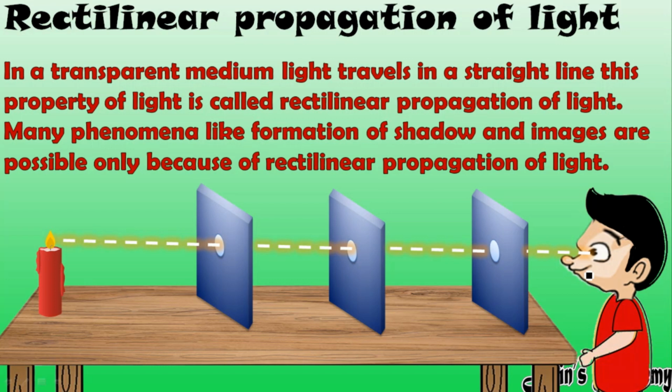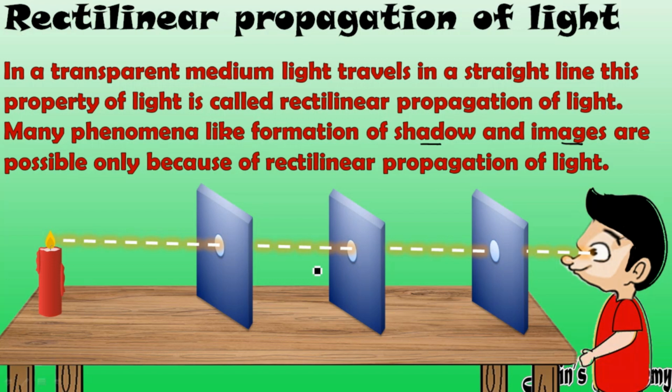And this property of light, whenever it is moving in a straight line, is known as rectilinear propagation of light. There are many phenomena which are applications of rectilinear propagation of light, like formation of shadows and images. Even the solar eclipse and lunar eclipse, maybe you have heard the words Surya Grahan and Chandra Grahan.